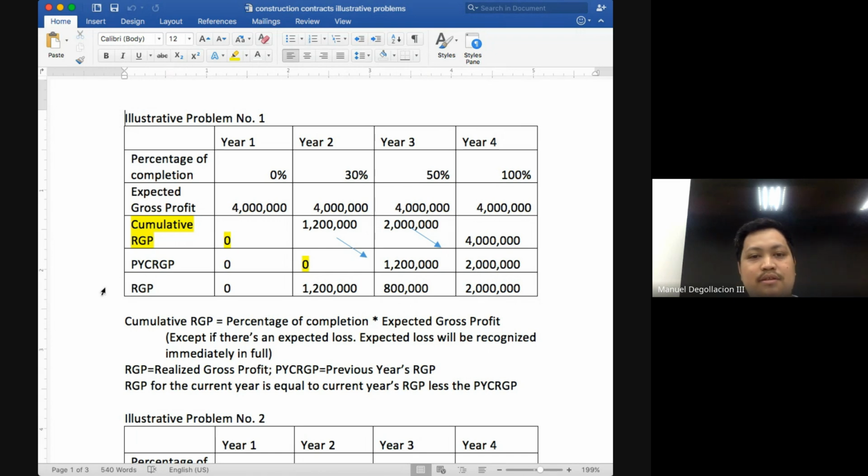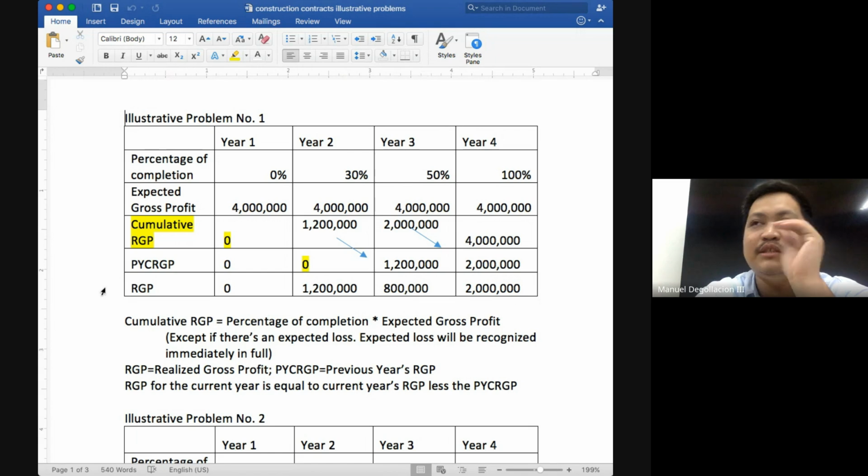Now, you might think, sir, what if I just get the amount of increase in the percentage of completion? On year 2 class, how much was the amount of increase? Year 1, how much was the percentage of completion? 0. Year 2, it was 30%. So there is an accomplishment this year of 30%. So you would say, then my RGP would just be the increase this year times the expected gross profit of 4 million. So 30% times 4 million will give you the 1,200,000.